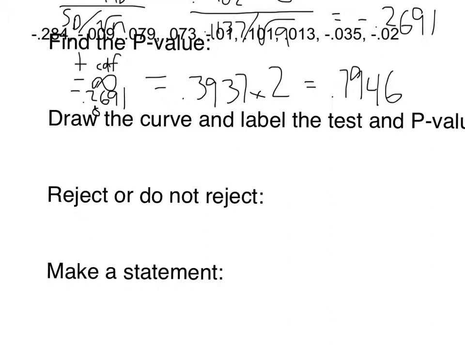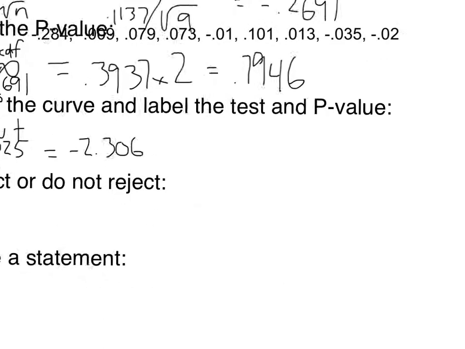And now before we draw the curve, we've got to find the critical value, which can be found using inverse t. The area is 0.025 since alpha is 0.05, but it's two-tailed, and the degrees of freedom are 8, and that comes out to be negative 2.306.